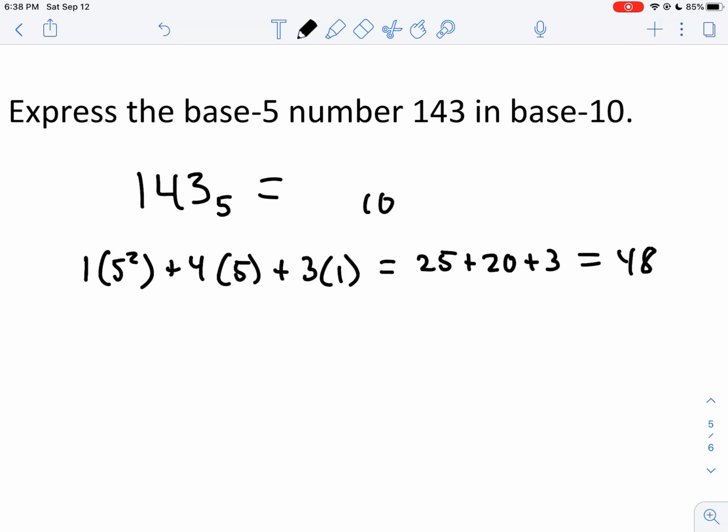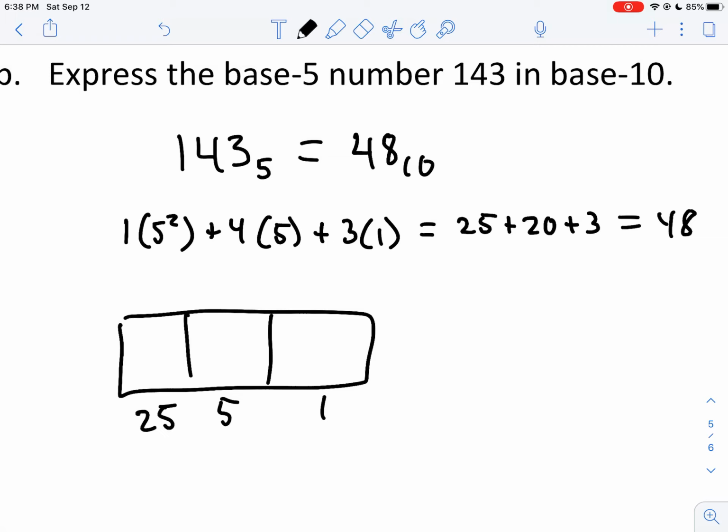You could have also done this with the boxes, right? Something like this. This represents 1s, 5s, and 25s. And we have a single dot here, 4 dots in here, and 3 dots in here. You get the same idea. This just translates into we have 25 plus 4 5s plus 3 1s. We get the same thing, just using a visual instead.